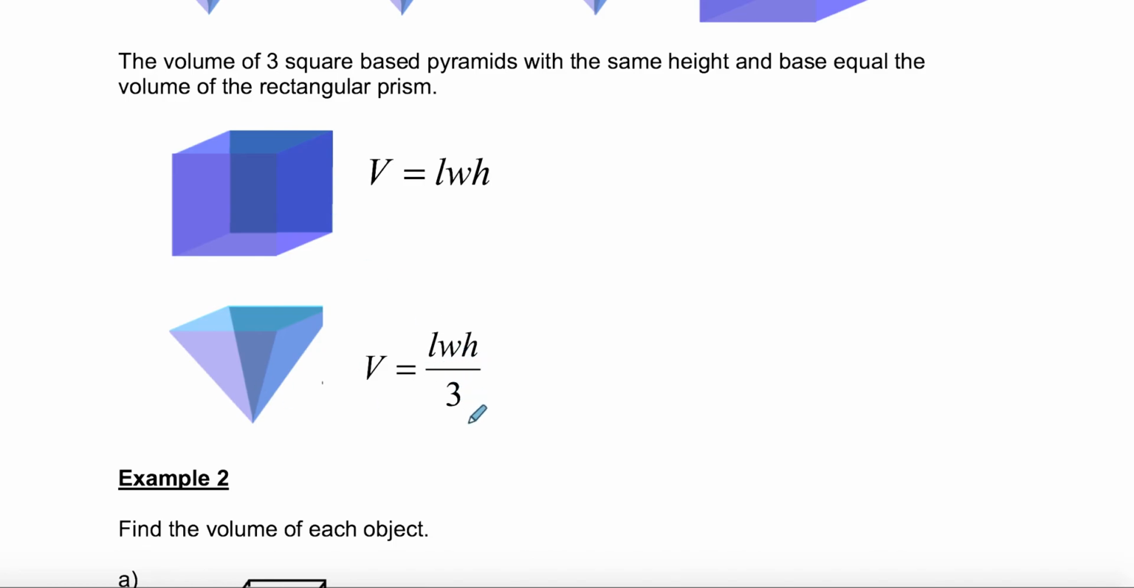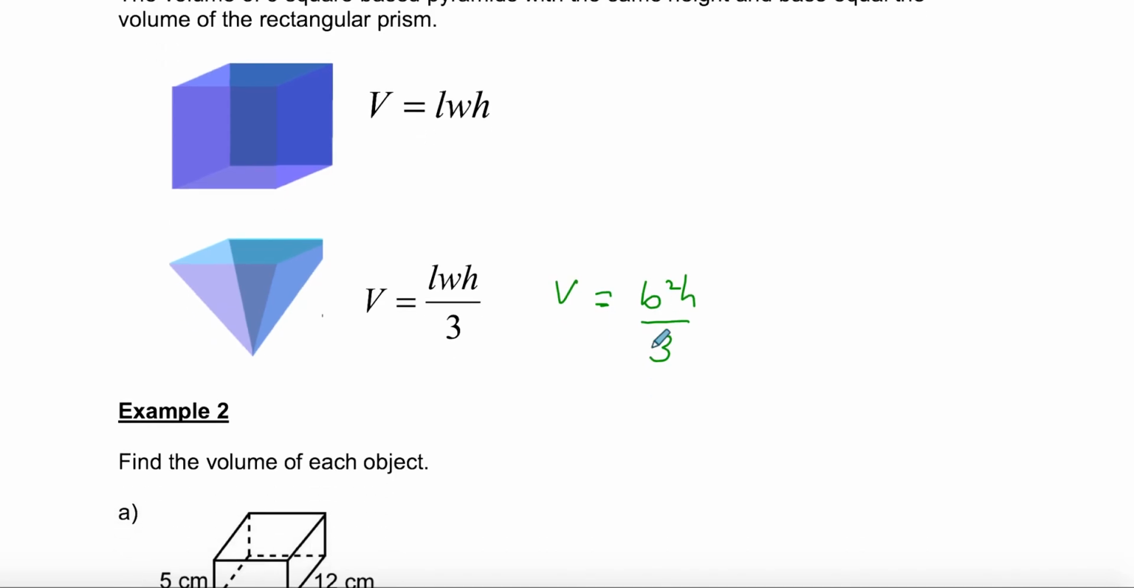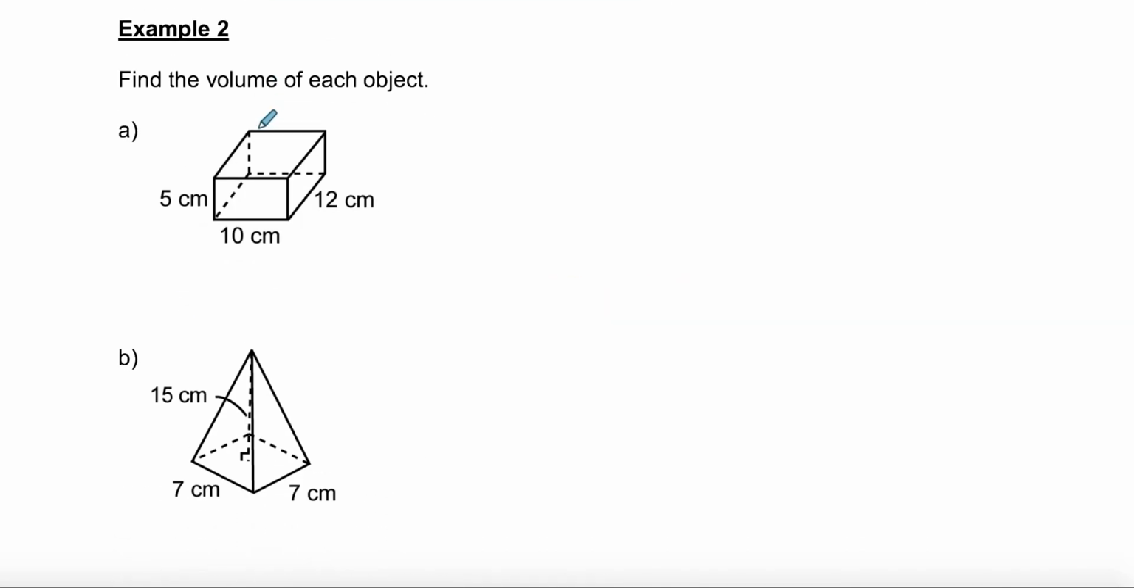Something that you will see on the formula sheet, I think, for volume here, I think they write it as base squared times height divided by 3. Just imagining that the length and width of the base, if it was a square, we could write it as base squared times height divided by 3. So just 2 last examples here before the homework.